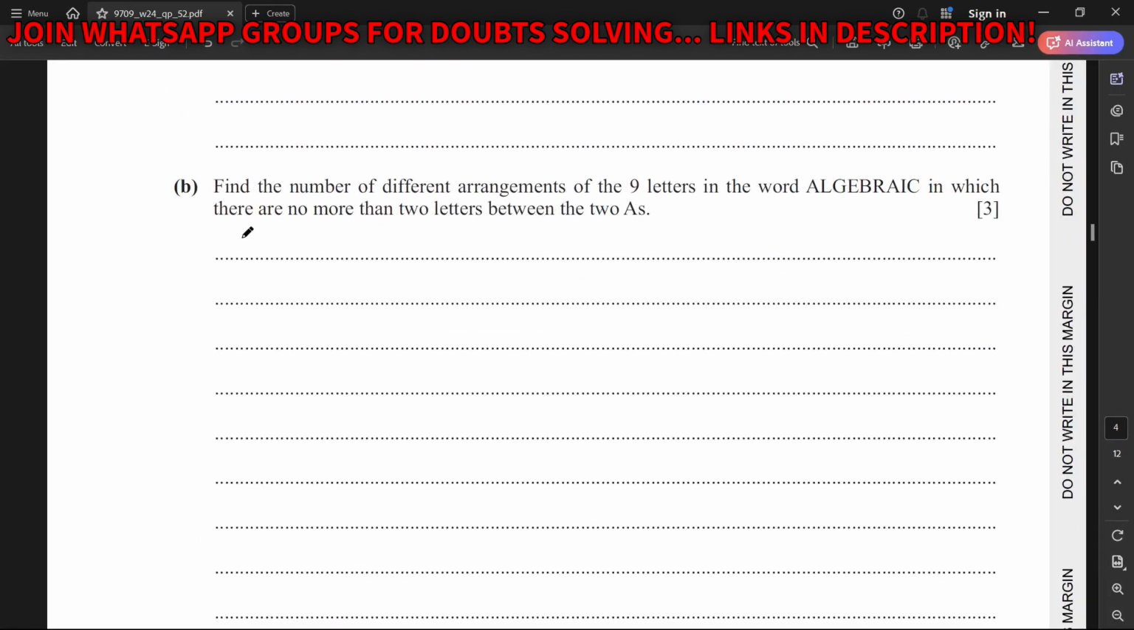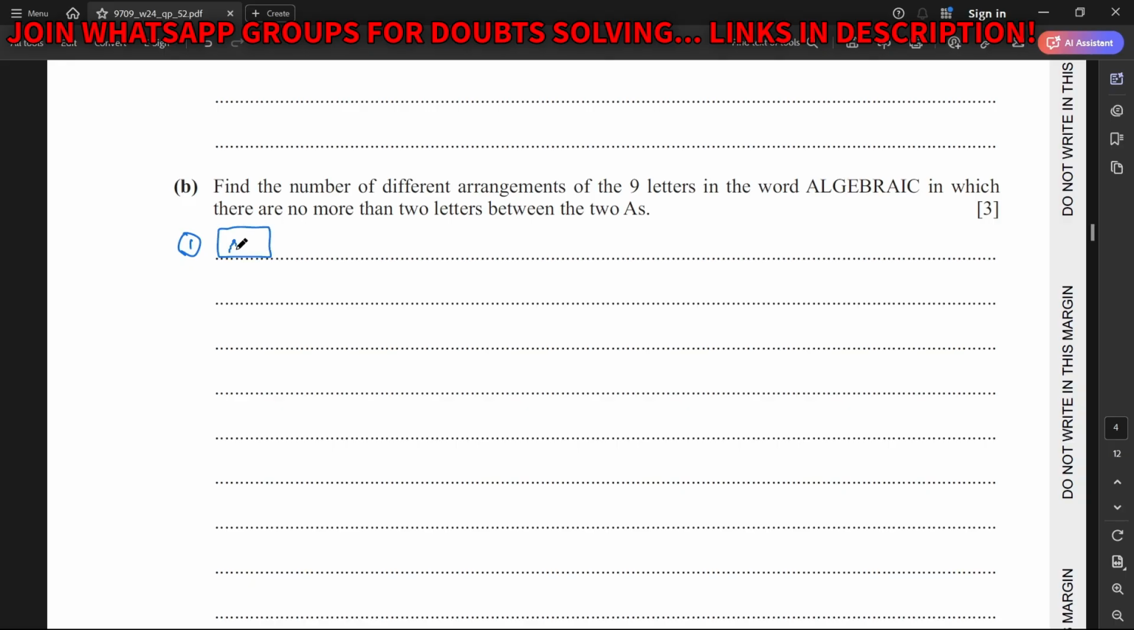Then in part B, we are asked to find the number of different arrangements of the 9 letters in the word algebraic in which there are no more than 2 letters between the two A's. So there could be 0 letters between the A's, or 1 letter between the A's, or 2 letters between the A's. Based on this, what are the different arrangements of the letters inside the word algebraic? The first scenario is when both of the A's are together as a single block.